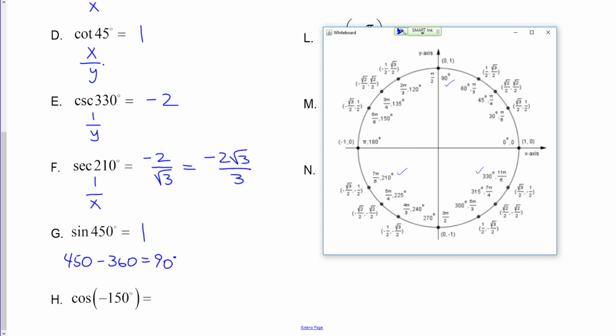Cosine of negative 150, same concept. You need a coterminal angle, but in this case, we should add 360. So when we take negative 150 plus 360, which is going to be 210. So we find 210 degrees. Alright, so that's here. We've already gotten that once before. And I want the cosine, which is going to be negative root 3 over 2.